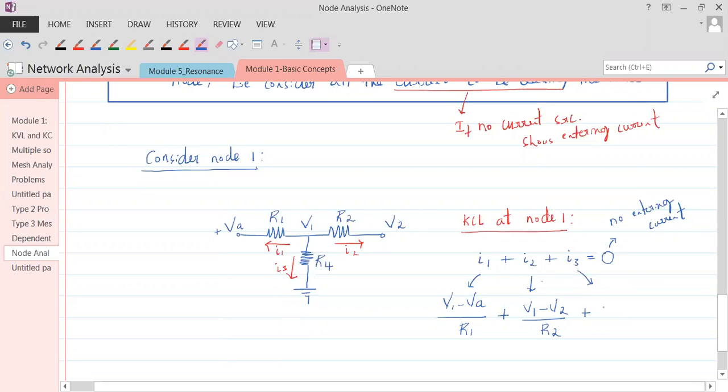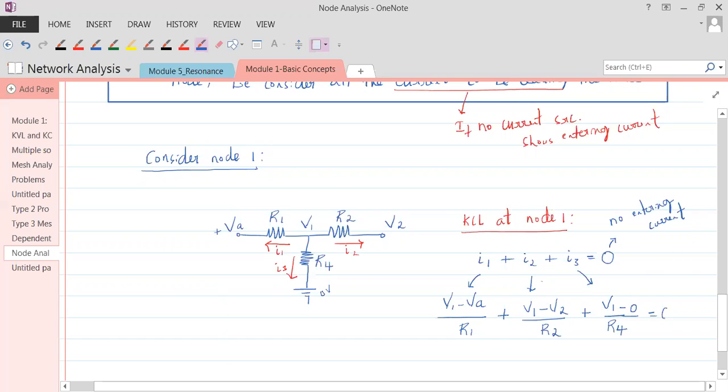I3, anybody else? The voltage here is 0, mind you. Go on. The V1 by voltage here, R4? V1 by R4, very good. Why is it V1 by R4? Because it is V1 minus 0 by R4. So V1 minus 0 by R4 is V1 by R4. If you want, you can take this V1 minus 0.